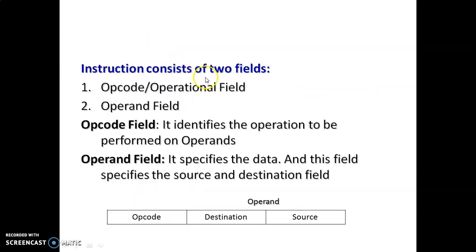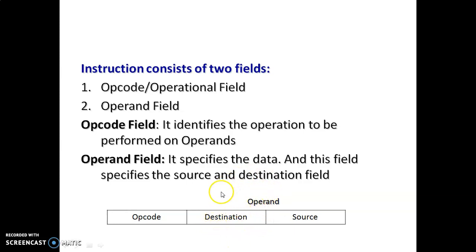A computer instruction consists of two fields, as we already know. The first is the mnemonic, which is also called the opcode or the operational field. The second field is the operand field. The opcode field, this mnemonic, for example MOV, specifies the operation to be performed on the operands. The operands specify the data, which is divided into two fields.